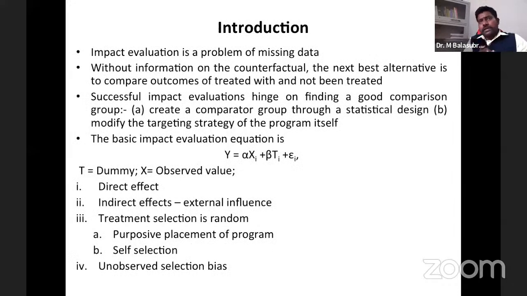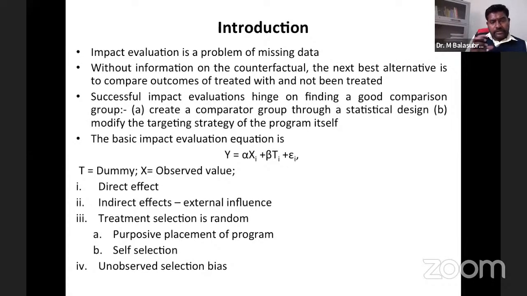So coming to the impact evaluation. Of course, impact evaluation is to find missing data. Why am I saying missing data? Because one cannot observe the outcomes of program participants or interventions had they not been beneficiaries. If they are participants after the intervention, then we can observe the output. But the missing data here is what they would have been if the program had not been there.